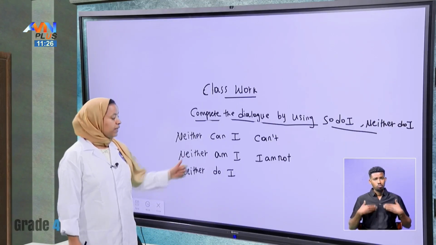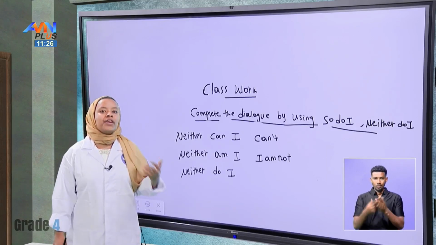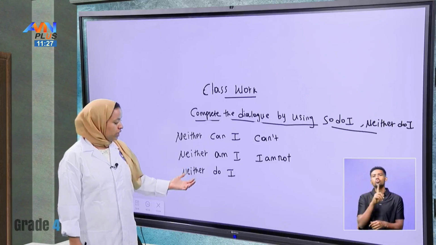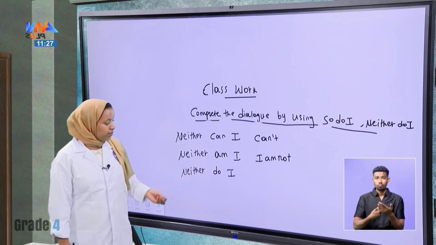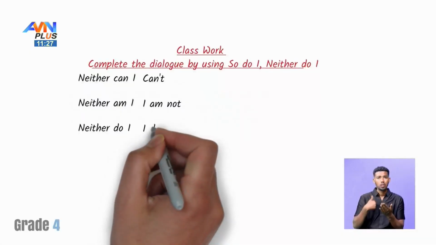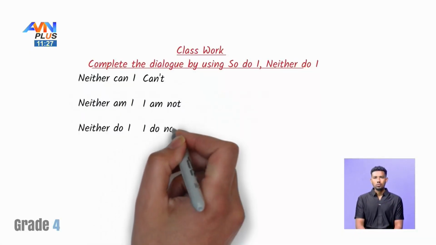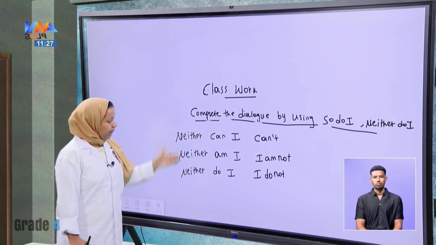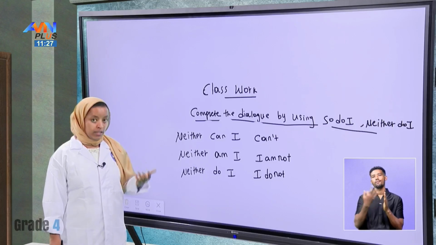The next one is neither do I. Here do and does are called verb to do. So here is neither do I. So it means I don't. That means I do not or I don't. So here is an example of the negative form of like and dislike.